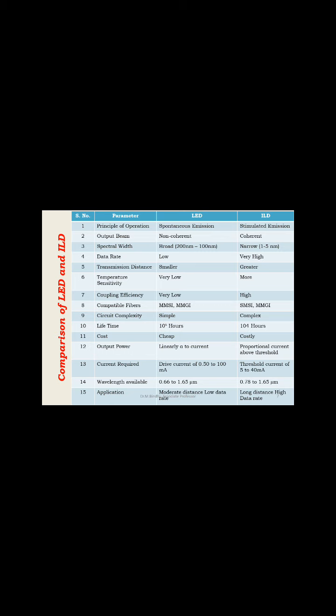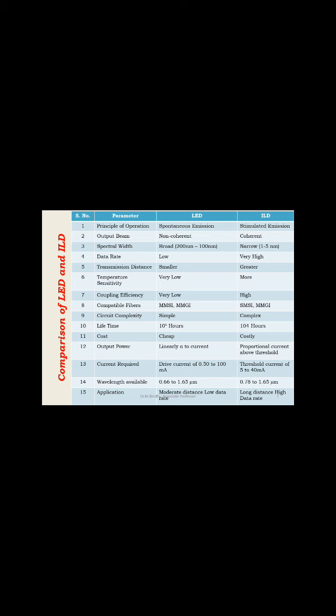Now we are going to compare these two optical sources and choose which one is best for which application. There are 15 points listed, starting from operation, output beam, spectral width, data rate, the distance it can transmit, efficiency, and cost. Everything is listed in the first column as the parameters. You're going to compare the LED as the first source, and the second is the ILD, which we call injection laser diodes.